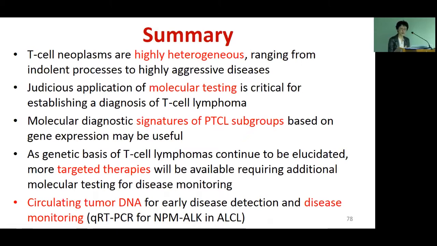Molecular diagnostic signatures of T-cell lymphoma subgroups based on gene expression profiling may be helpful in the PTCL NOS cases. The genetic basis of many of these tumors continue to be elucidated and clarified, and the targeted therapies will be available, requiring additional testing for disease monitoring, because ultimately all of the patients who receive targeted therapy develop resistance to those treatments. And so to be able to monitor patients more closely, we're going to be utilizing more of the non-invasive tools such as tumor DNA and flow cytometry for disease monitoring.